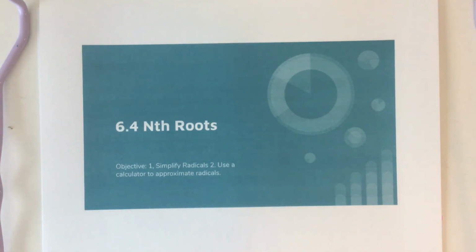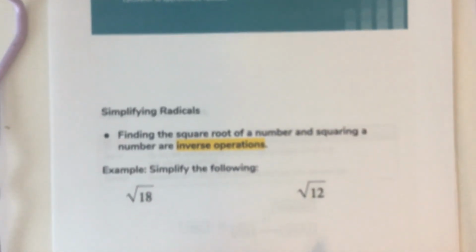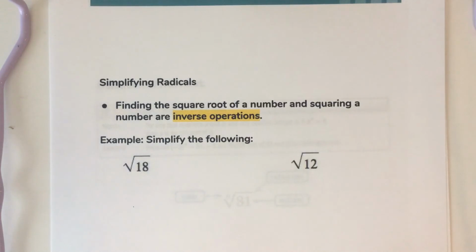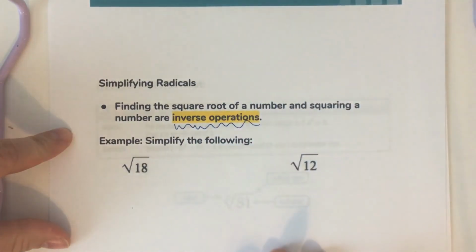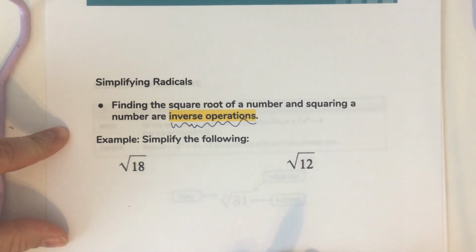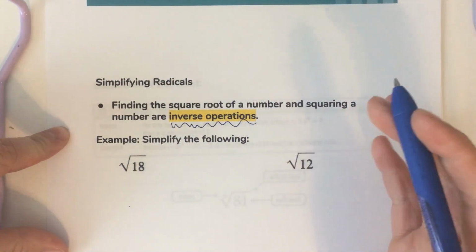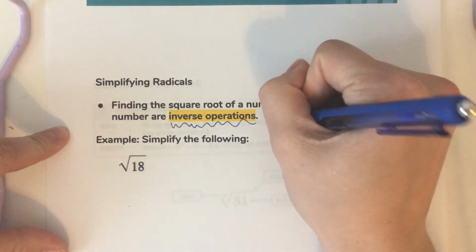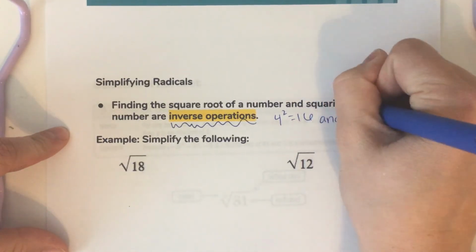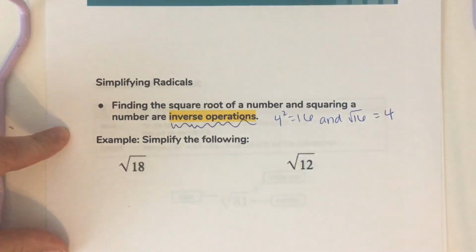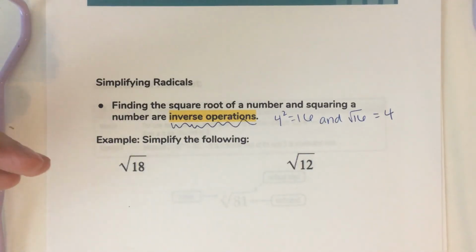So this first part is going to be a little bit of review because we have talked about simplifying square roots before. Just a reminder, finding the square root of a number and squaring a number are inverse operations. And this inverse part is why they fit into our chapter right here. So that's why we're going over them again. What I mean by the inverse is that we know that 4 squared equals 16 and the square root of 16 equals 4. And just because it works like that, they're inverses.